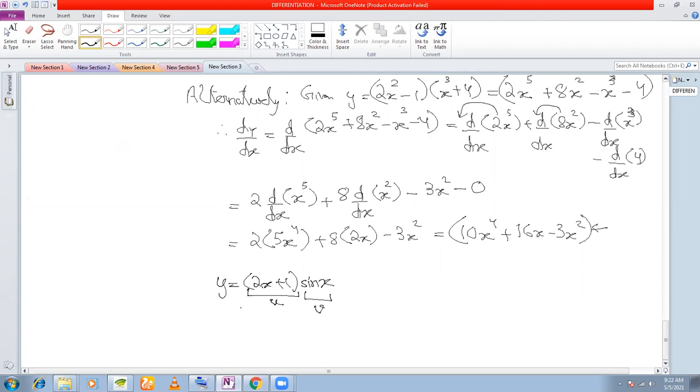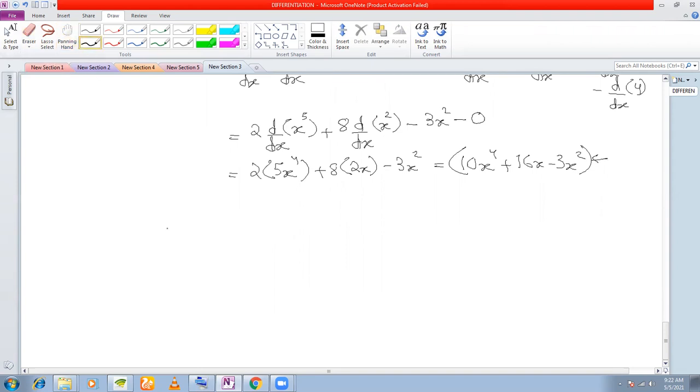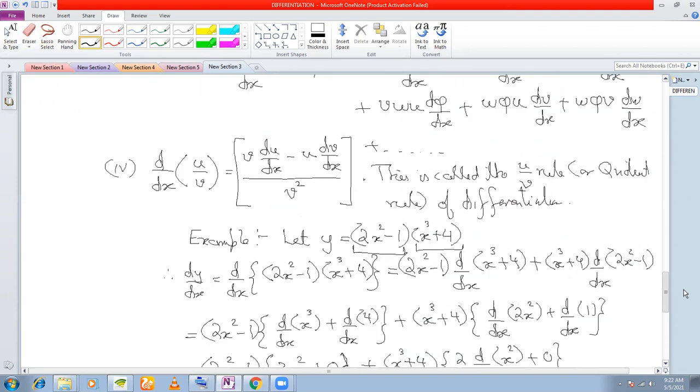But in case of a product of 2 polynomials, it is always easier to multiply the polynomials and then work instead of using the u into v rule. So you'll be using the u into v rule very extensively later on, when we come across trigonometric functions, inverse trigonometric functions, and so on. So this was one demonstration of the U into V rule.